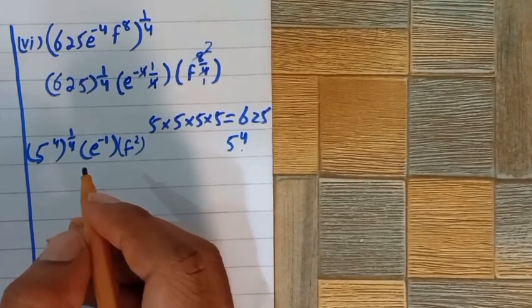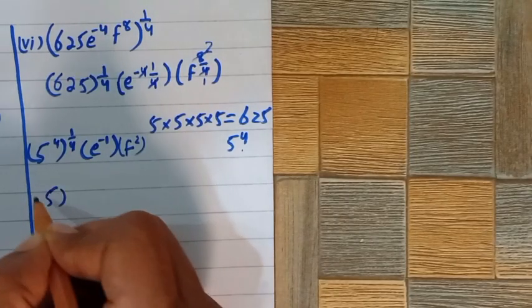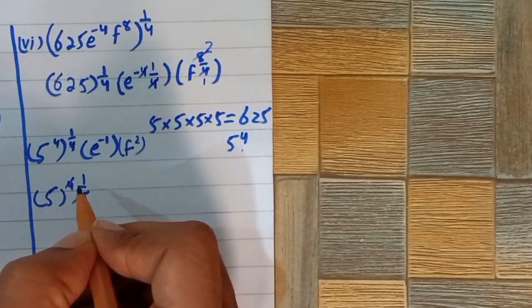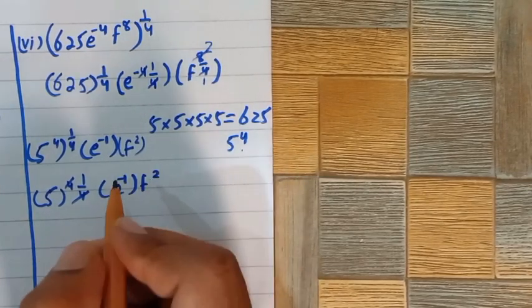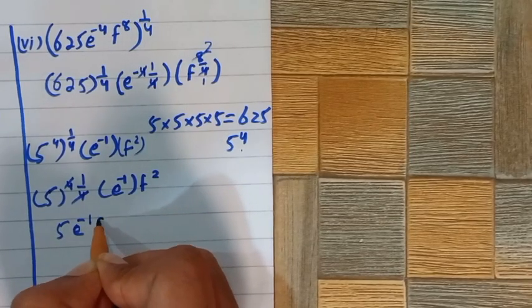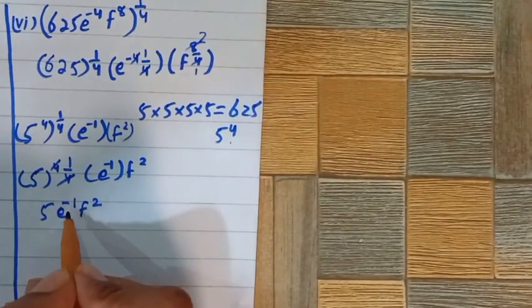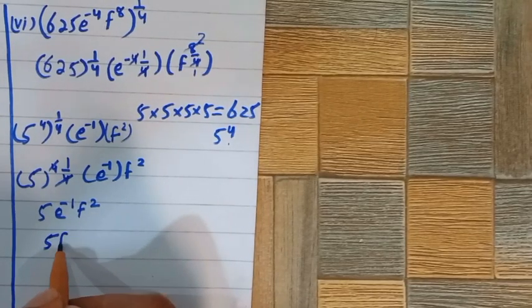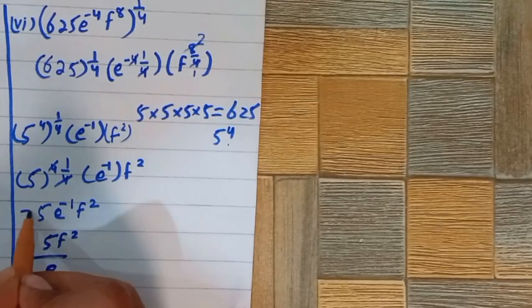Further, I will cut this thing, 5^4 and 1 over 4, these both will be cut. Same, e^-1 f^2. So what will remain? 5 e^-1 f^2. Here the power is in minus, I need to change it into positive. How will I change it? 5 f square over e. So here the power is positive. Okay, it is simplified.